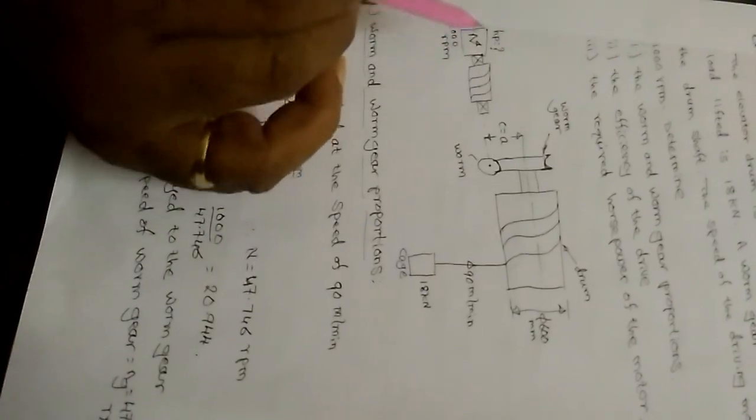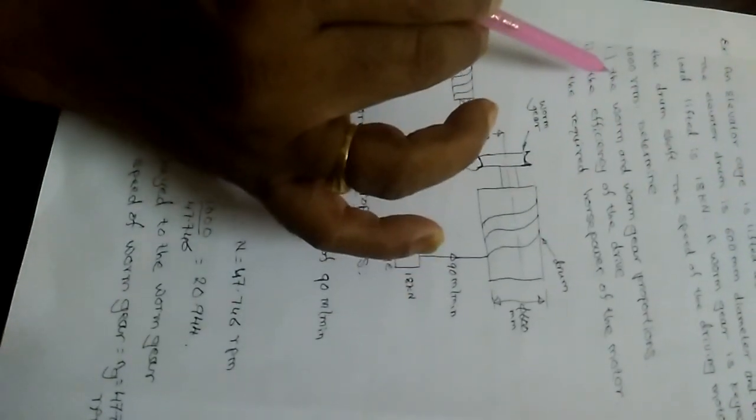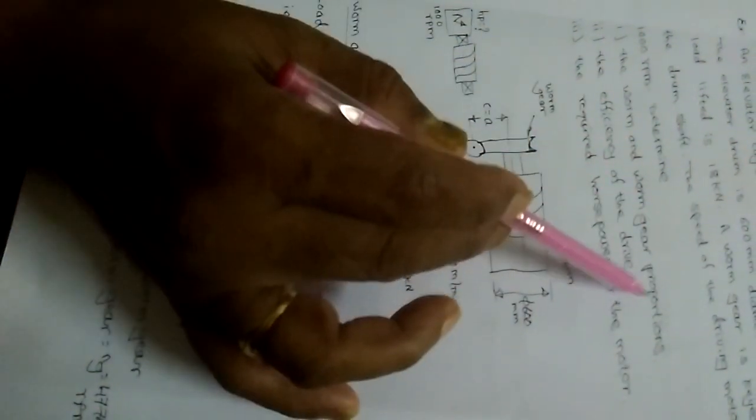this example is exactly opposite to the first example which I have solved already. But the design procedure here I need not follow exactly like what I have done in the first example. Because he has asked me particular things, I have to calculate only according to this particular requirement. So first I will take worm and worm gear proportions. That's what I have written here.